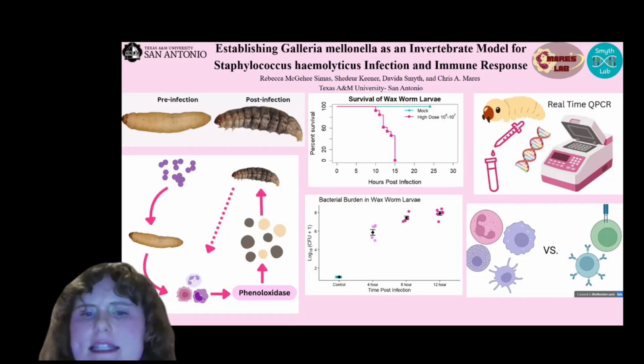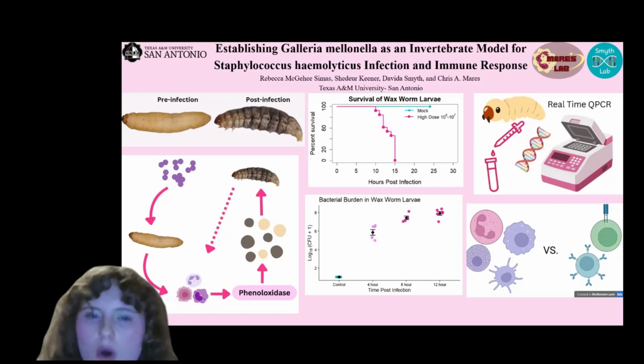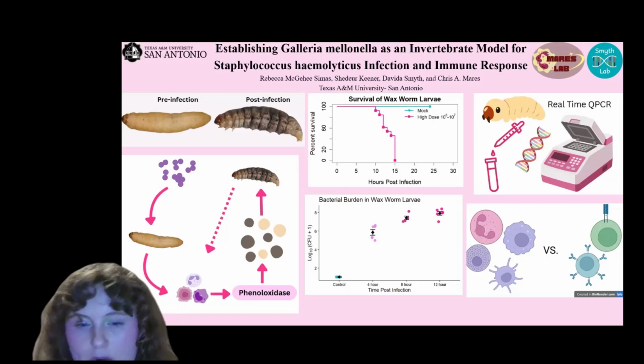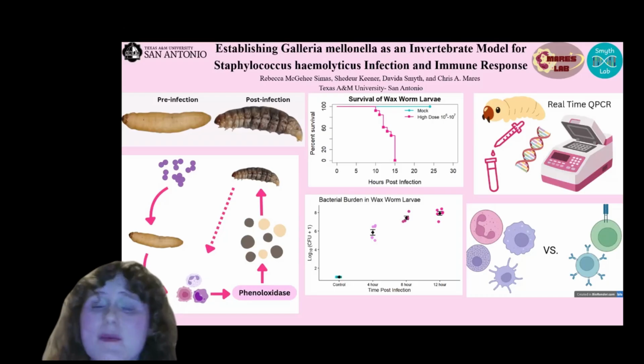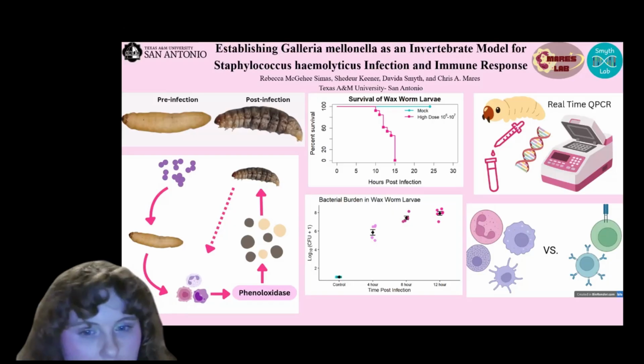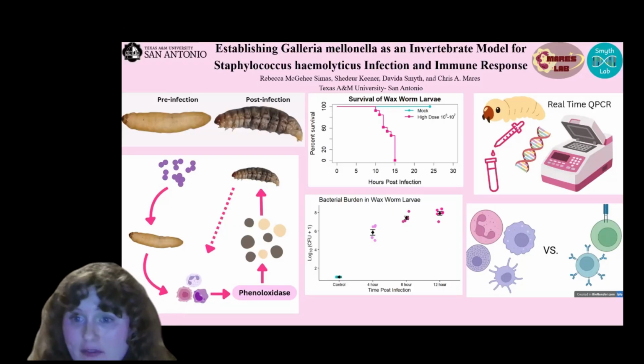What we wanted to know next is if the bacteria was actually reproducing inside of them. So we did the exact same experiment, except at 3 different time points, 4, 8, and 12 hours, we extracted hemolymph, which is essentially the larva's blood. We plated that hemolymph and let the bacteria grow. And we were able to see that, yes, indeed, at different time points there was a larger quantity of bacteria, which shows that the bacteria is reproducing inside the larva.